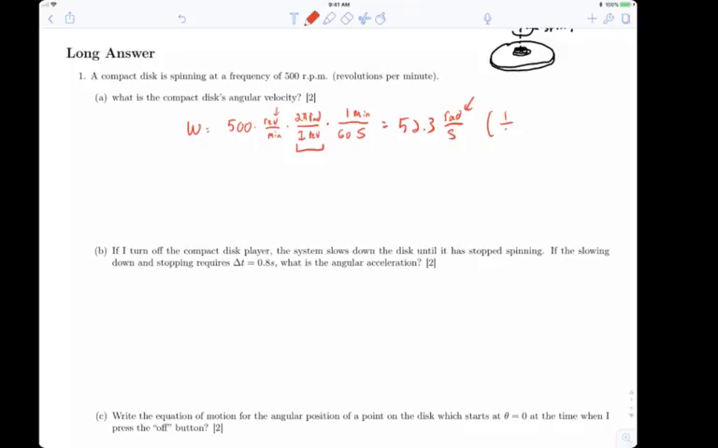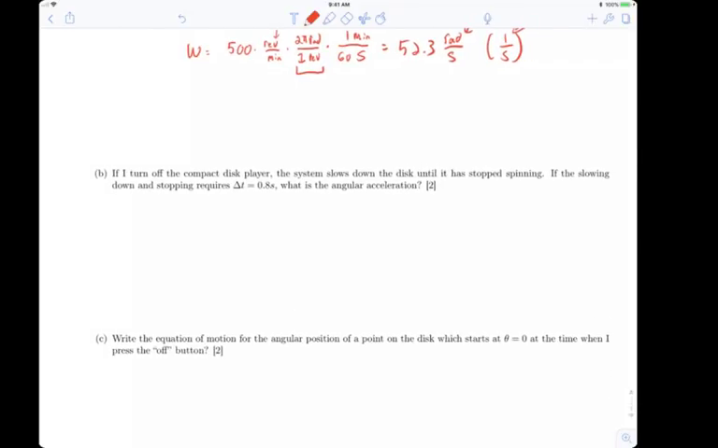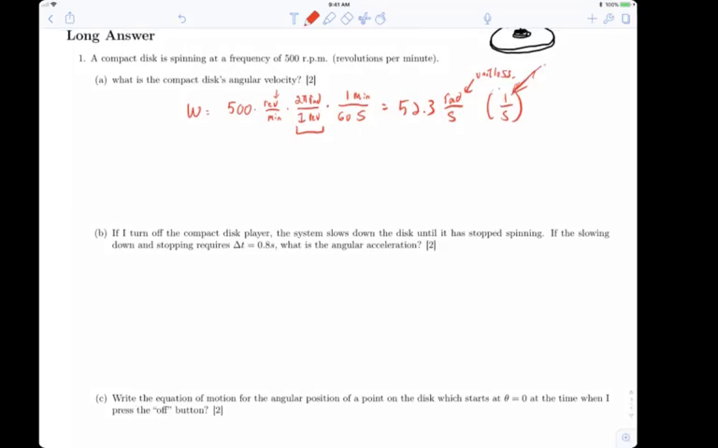You don't have to write radians per second. You can write 1 over s, because radians are technically unitless. So technically speaking, you shouldn't be writing them. I'm going to write them, though, for clarity. And if you have the word radian in there, you won't lose any marks. If you write this instead, you won't lose any marks either. So either or. This one's technically correct, but I'll accept this one, just for the sake of clarity.